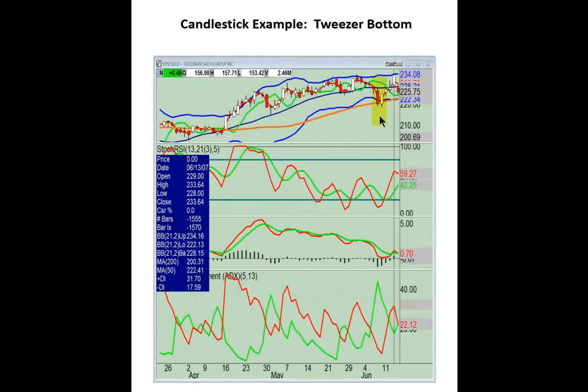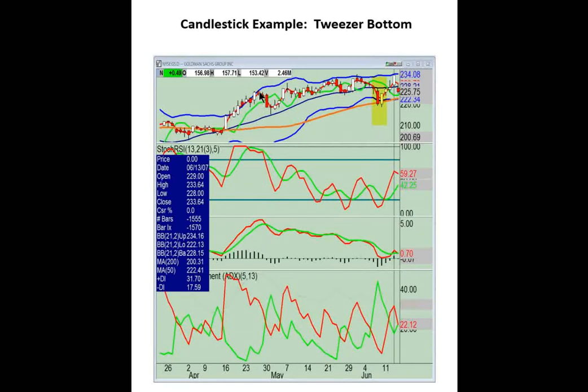Again, if you've got to get a micrometer, you're in the wrong industry. You just eyeball it, and if you're not sure, get up and walk to the other side of the room, put your butt against the wall, and now look at it from that distance. And if it looks like they're the same, then they're the same. Okay, and so when you see a tweezer bottom, you'll find that price tends to rocket going back the other way. And so that's another candle formation you'll see.